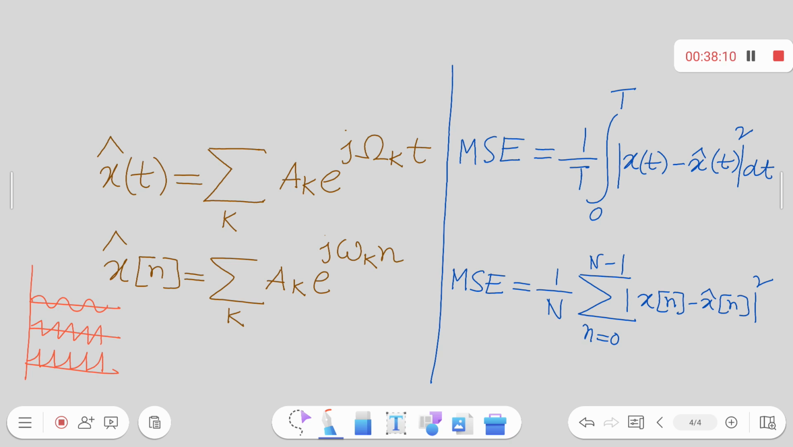So in the description of this x cap of t, what we have mentioned is that it's basically a summation over k of a k e to the power j omega k t. Now your signal x of t has a period of capital T. So if you consider the components of the signal, what are the components of the signal x of t?